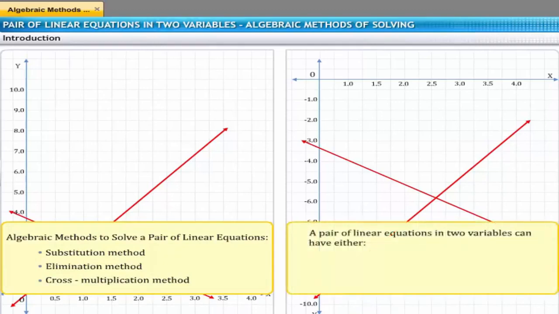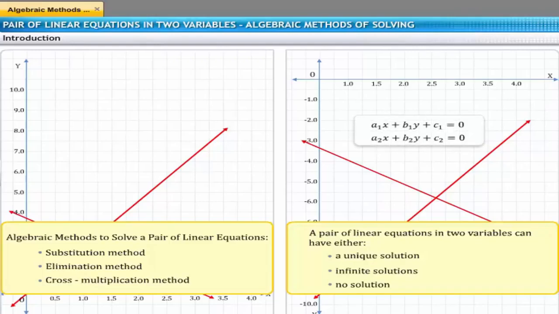Now, recall that a pair of linear equations in two variables can either have a unique solution, infinite solutions, or no solution. To verify this, we can compare the ratios of the coefficients of the x and the y variables. Consider the standard form of a pair of linear equations in two variables. If a1 divided by a2 is not equal to b1 divided by b2, then there will be a unique solution. If a1 divided by a2 is equal to b1 divided by b2 is equal to c1 divided by c2, then there will be infinite solutions. If a1 divided by a2 is equal to b1 divided by b2 is not equal to c1 divided by c2, then there will be no solution.